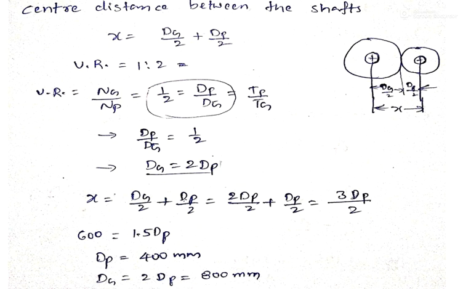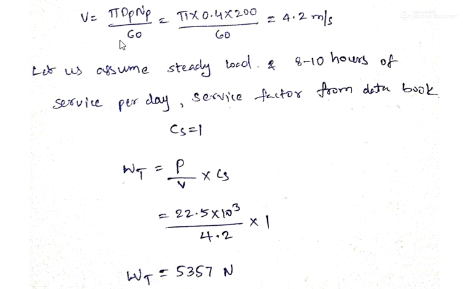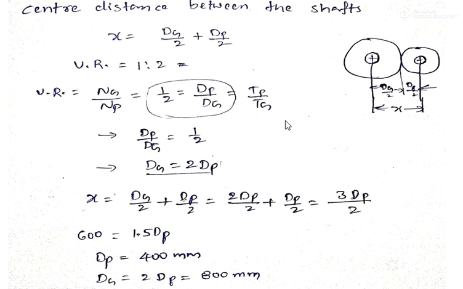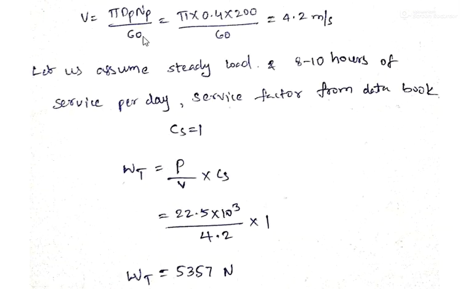So we got dP, and we substitute it in the velocity formula, V equals pi into dP into Np by 60. But we got dP in mm, and in this formula I have to substitute the diameter in meters only, because the pitch line velocity we substitute in meters per second. So 400 mm is 0.4 meters, such that you get velocity in meters per second. When you substitute dP as 0.4 meters, Np, the rpm of the pinion, as 200 given in the question, and 60 as a constant, when you simplify you will get 4.2 meters per second.